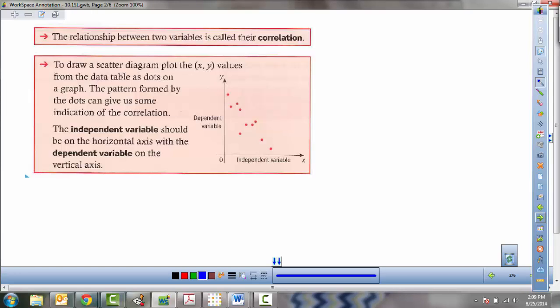The relationship between two variables is called their correlation. So data that is closely related to something has a high correlation. To examine whether or not there's correlation, we usually are going to look at a scatter plot diagram. From the table, our independent variable goes on the x-axis, our dependent variable goes on the y, and if it's a problem involving time, time is almost always going to be an independent variable. Data that follows a very clear trend is correlated.